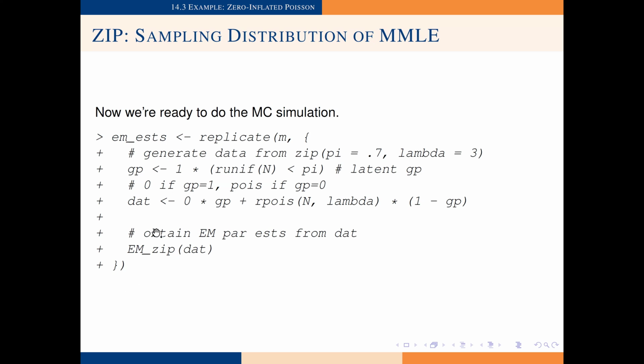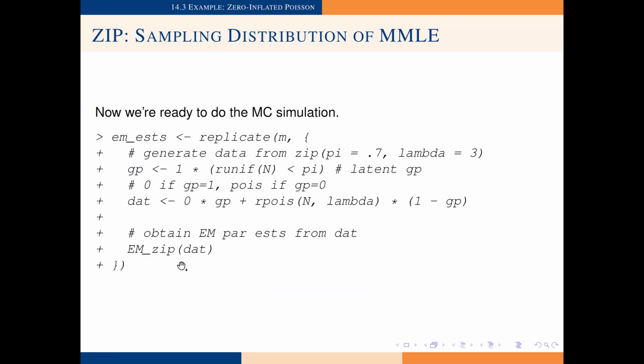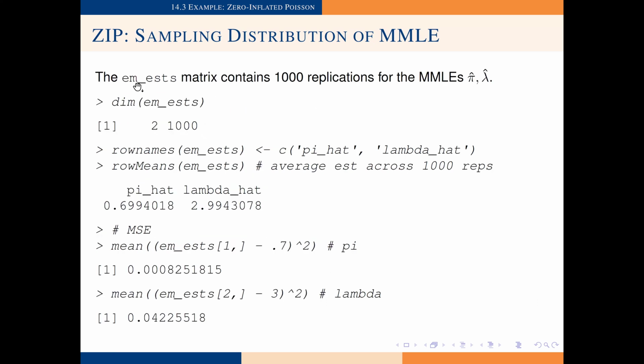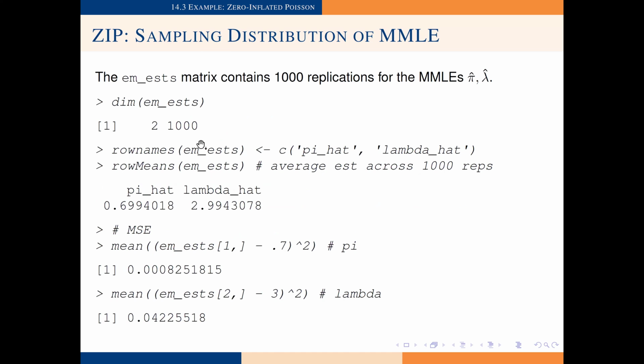And then using this data, we plug it into the EM ZIP function we just created. We'll plug this data in, and it's going to store for us, for that replication, what were the pi hat and lambda hat, the output of the EM algorithm. The resulting EMs, which is the result of 1,000 replications of this, is going to be a 2 by 1,000 matrix. And you can imagine that the two rows correspond to the 1,000 replications' pi hat and lambda hat.